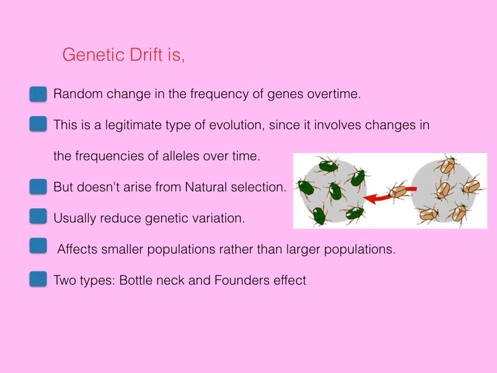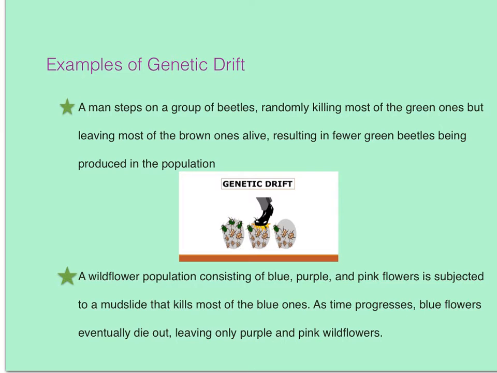So when we talk about genetic drift, it is a random change in the frequency of genes over time. It is also a legitimate type of evolution which involves changes in the frequencies of alleles over time. But genetic drift does not arise from natural selection, and it also reduces genetic variation. Another important factor is that genetic drift affects smaller populations rather than larger populations. And there are two types, bottleneck and founder's effect. So these are a few examples for genetic drift.